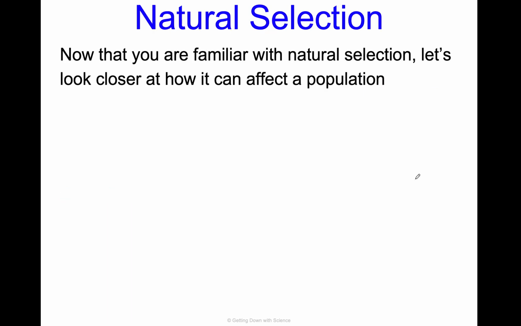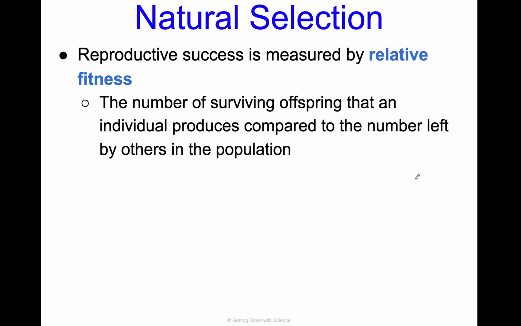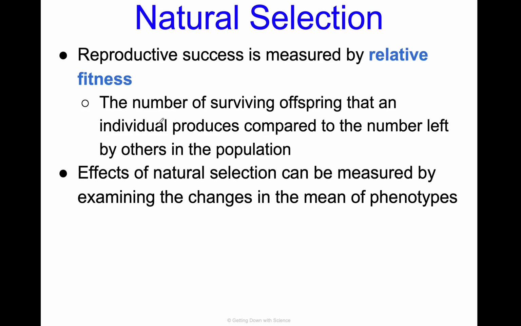Okay, so now that we're familiar with natural selection, we're going to take a look at how it affects the population. Reproductive success is measured by relative fitness. However many offspring you have, that's how we determine how healthy a species is within a population. It's the number of surviving offspring that an individual produces compared to the numbers left by others in the population.